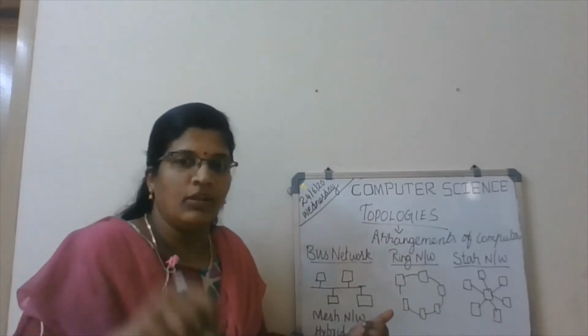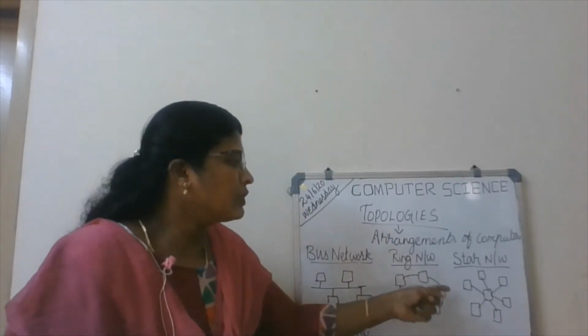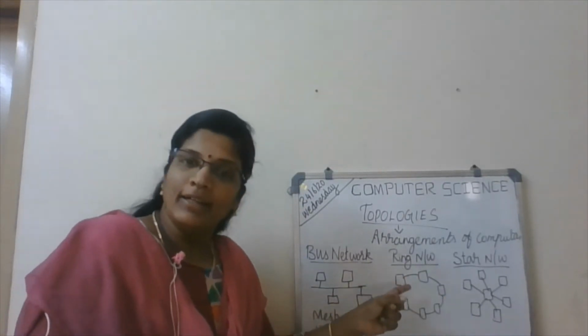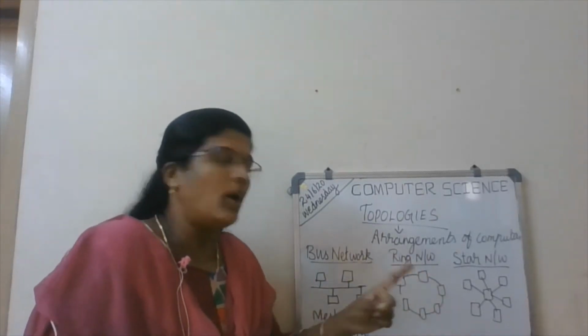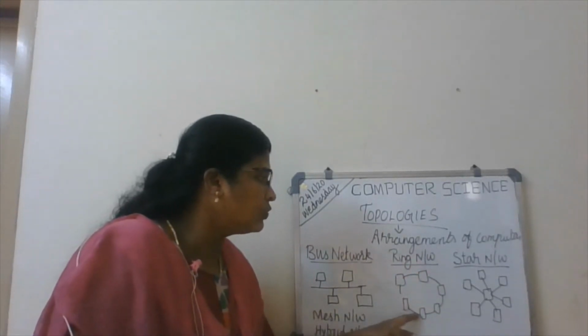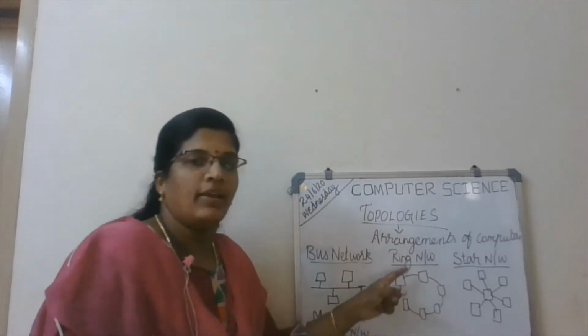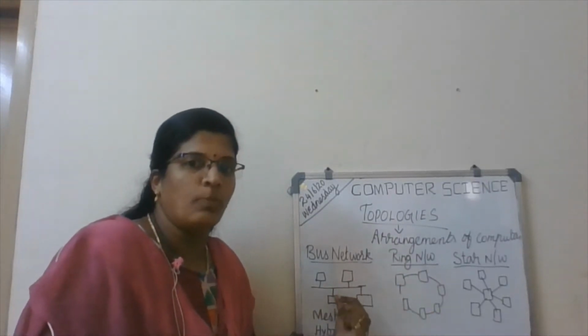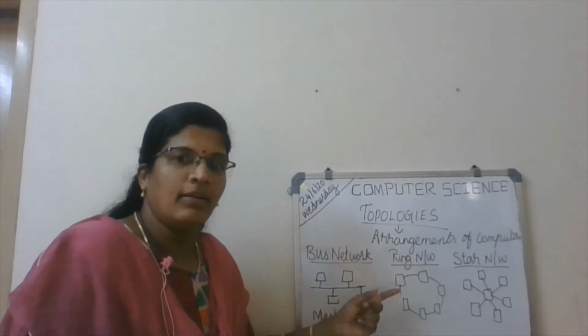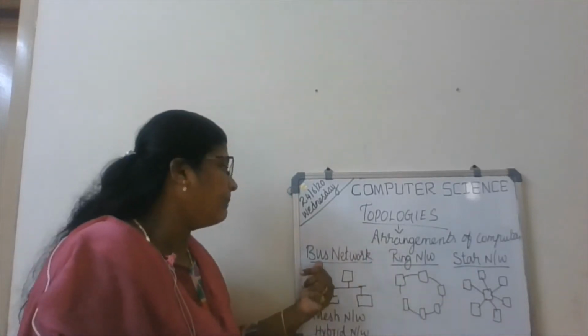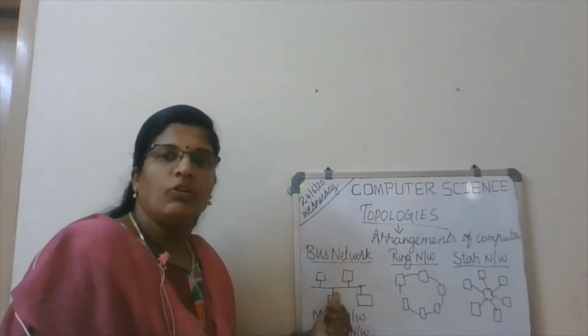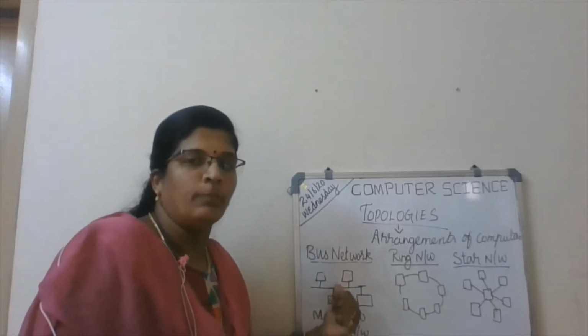The second one is ring. It's like a circular form. We can connect all the computers in a circle, and here the communication passes in one direction. Either it is transferring this way, or this way. That's the difference between bus and ring. In a ring, one direction, and in a bus network, both sides. The data is getting transferred on both sides.